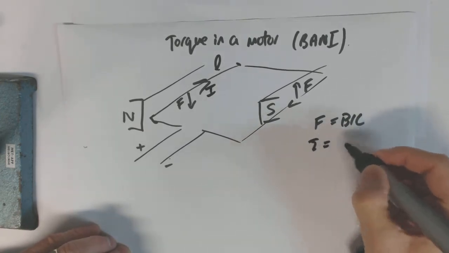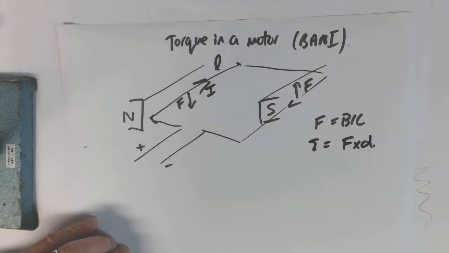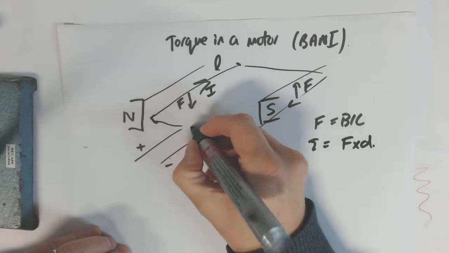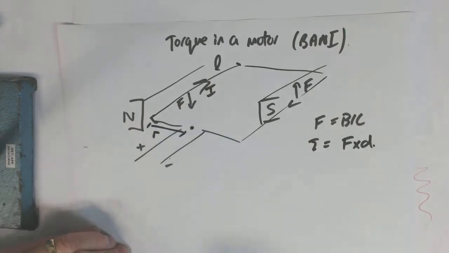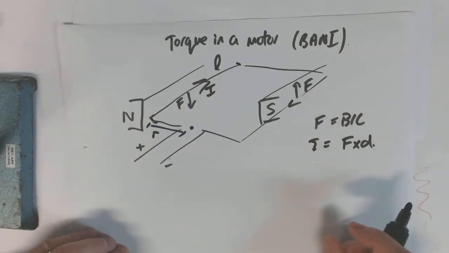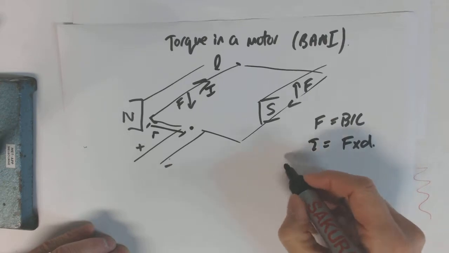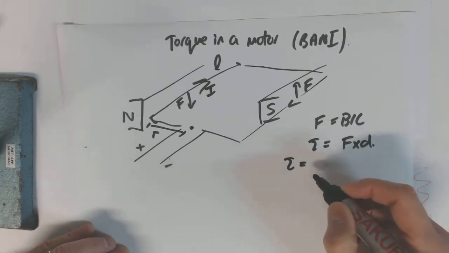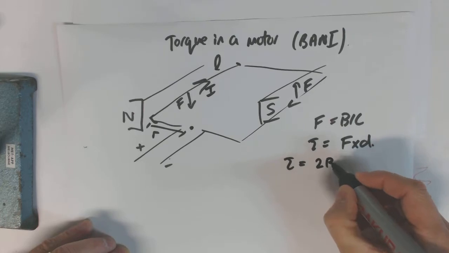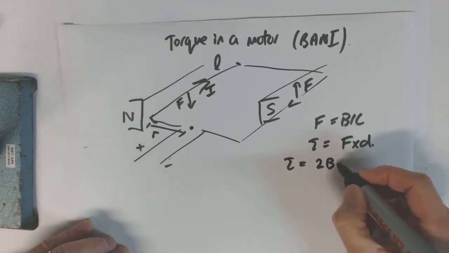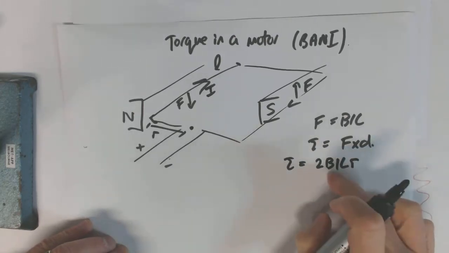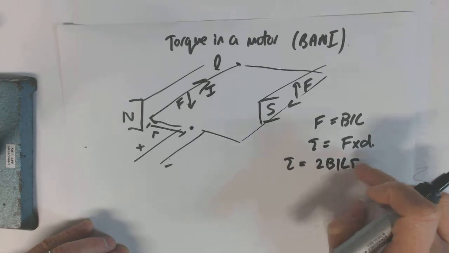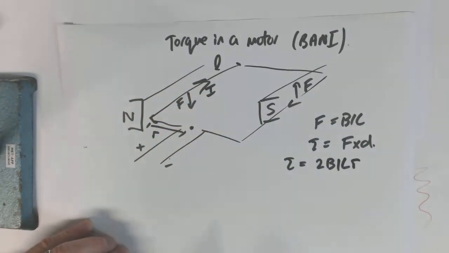Now we know that torque equals force times the distance. What distance are we talking about? In this case, that force is down. We need to give that distance across here a measurement. We'll call it R. So we can say the torque is equal to 2BIL, which is the force, times R, right? BIL is the force, R is the distance from the torque equation, and there's two of them because there's two sides.